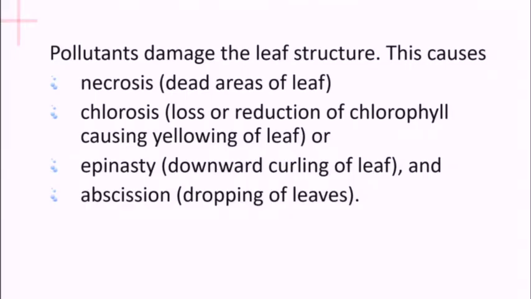Pollutants erode away the waxy coating of the leaves called the cuticle. The cuticle prevents excessive water loss and damage from diseases, pests, drought and frost. Pollutants damage the leaf structure. This causes necrosis, which is dead areas of the leaf, chlorosis, which is loss or reduction of chlorophyll causing yellowing of the leaf, epinasty, which is downward curling of the leaf, and abscission, which is dropping of the leaves. Air pollutants, namely particulates, sulfur dioxide, NO2 and ozone O3, all damage the plant.